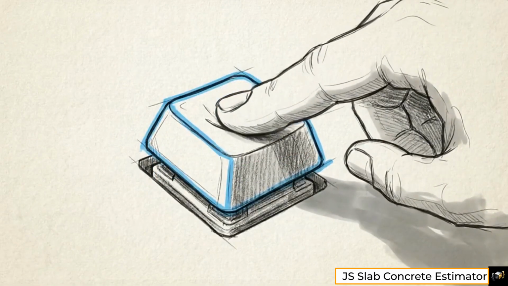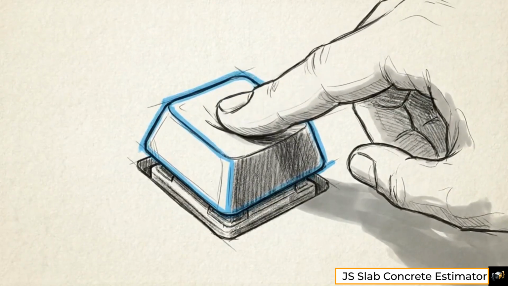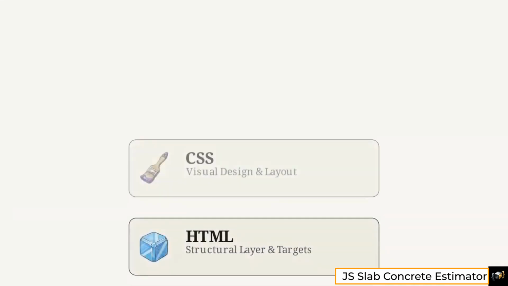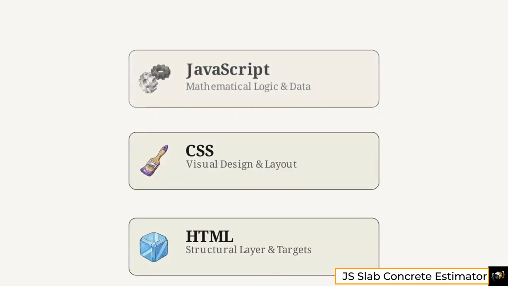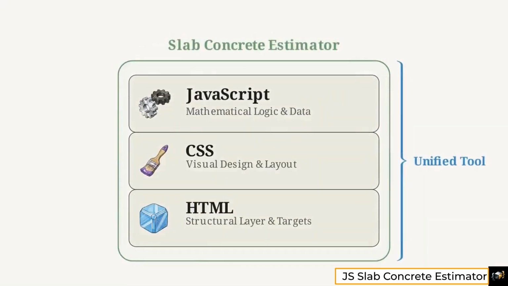this hand, hit Calculate. Instantly, our custom web application crunches the dimensions and outputs a precise material cost. To build this, we rely on 3 core web languages working in tandem: HTML for the structure, CSS for the visual design, and JavaScript for the underlying mathematical logic.